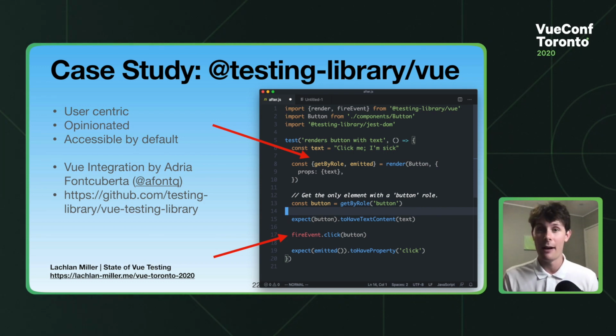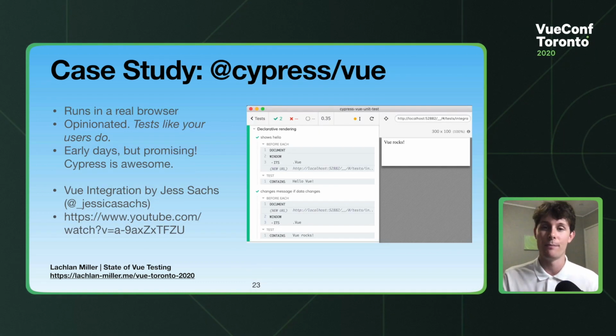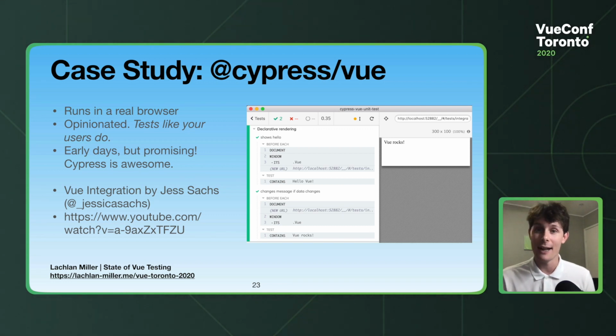And they already have a temporary or experimental Vue 3 support, so you can try it out with both Vue 2 and Vue 3. The next integration or library I like to look at is Cypress Vue's plugin. So Cypress is an end-to-end test runner focused on the full stack, so the backend and the front end. It encourages you to test your entire application in an actual real browser like a user would test it, which is obviously a good thing.